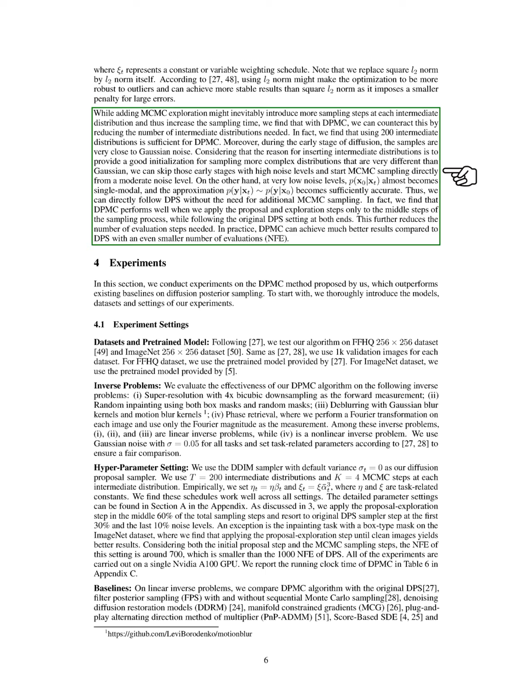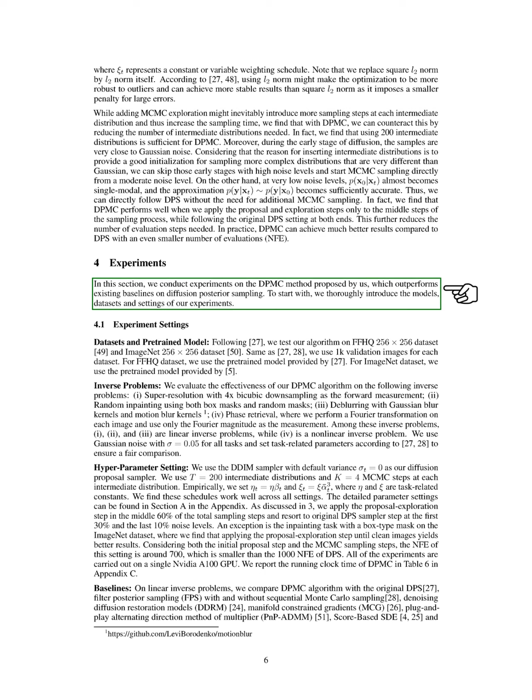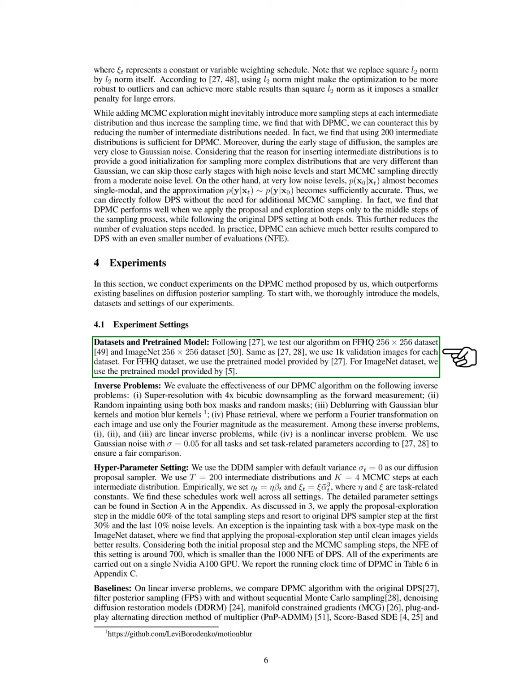Section: Experiments. In this section, we conduct experiments on our DPMC method, which shows better performance than existing methods in diffusion posterior sampling. We begin by detailing the models, datasets, and experimental settings. For our experiments, we use the FFHQ dataset and the ImageNet dataset, both sized at 256 by 256 pixels. We utilize 1,000 validation images from each dataset. For FFHQ, we employ a pretrained model, and similarly, we use a pretrained model for ImageNet.